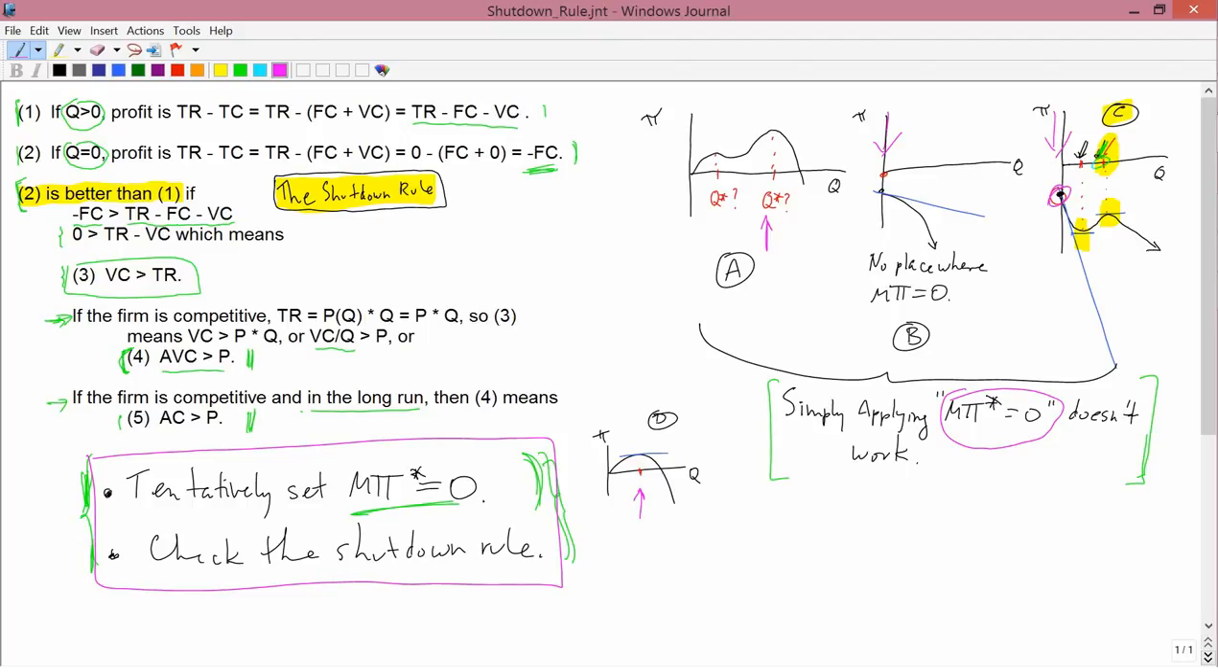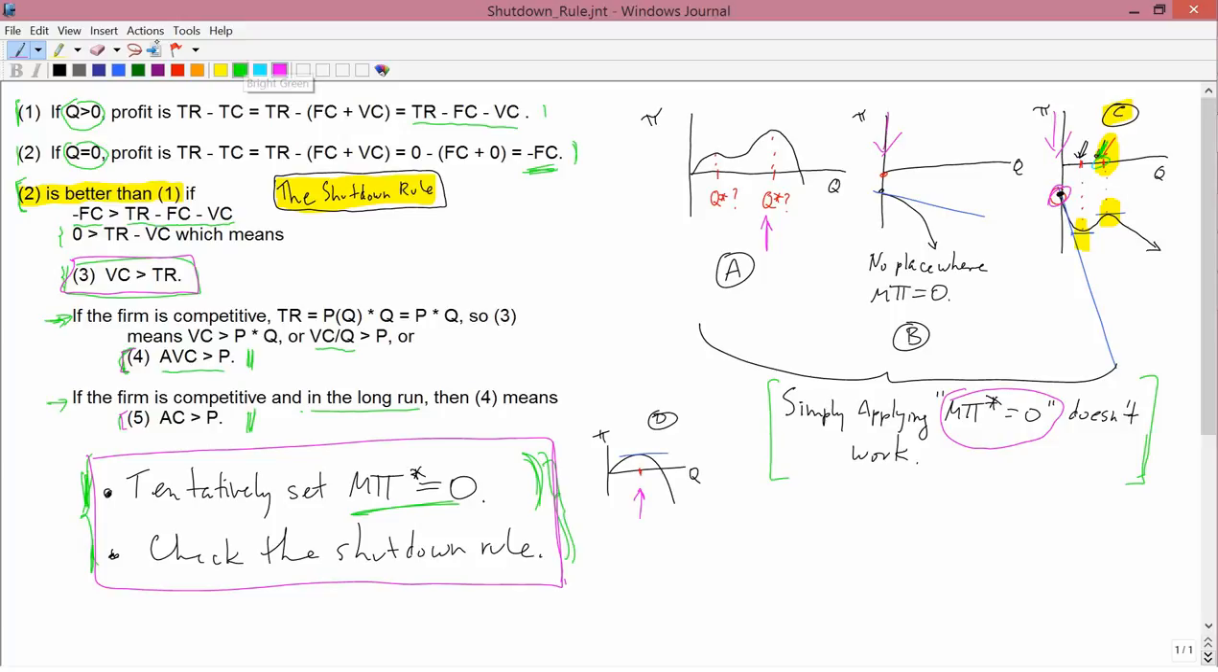And the shutdown rule means either 4 or 5, depending on whether the firm is competitive and you're in the short run, or the firm is competitive and you're in the long run. We're not going to deal with the shutdown rule with non-competitive firms, but if you ever have to, you go back to the original equation 3. That's true even if the firm is not competitive. So bottom line, set MPI star tentatively equal to 0, and then check the shutdown rule, which is checking whether price is bigger than or smaller than average variable cost, or whether it's bigger than or smaller than average cost.